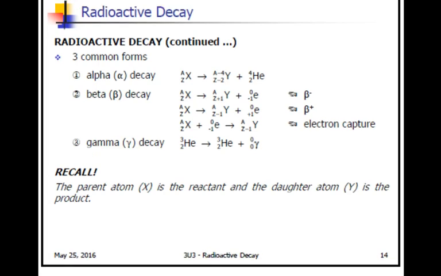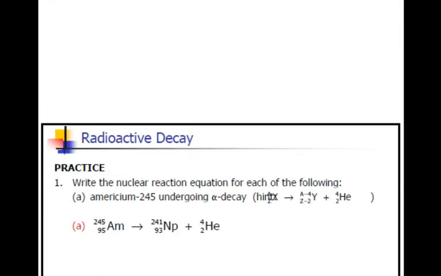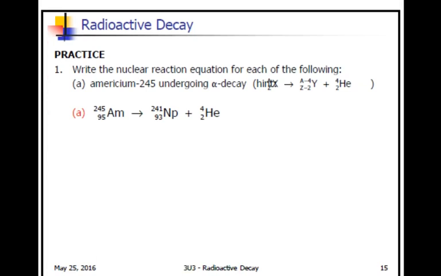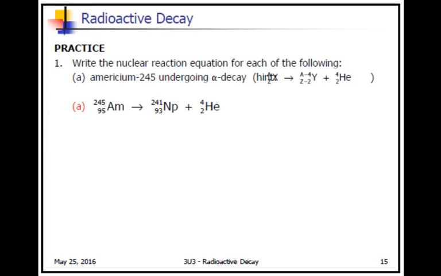Now, what do we mean when we have this X and we have these Z minus 2s and Z plus 1s? We'll look at a sample problem here. And you'll want to have a periodic table with you as you refer to this. Here we have americium 254, and we're asked to draw americium 254 undergoing alpha decay.